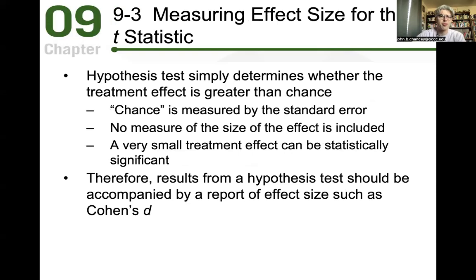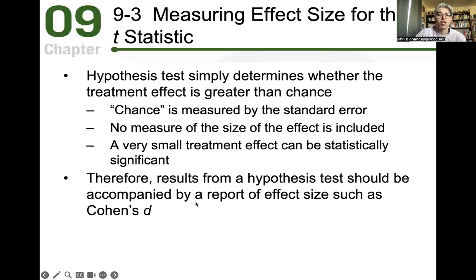All right, so we can also measure effect size. I think we covered this last chapter as well: not only wanting to see if there is a significant effect, but we want to see what the size of that effect is. Hypothesis testing determines whether the treatment has an effect greater than chance. Or is there actually something going on with our intervention? In this case, chance is measured by our standard error, and there's no measure of the size of the effect included. A very small treatment effect can still be statistically significant. So not only do we want to know whether it's significant or not, but we also want to know how big of an effect is taking place with our significant difference.